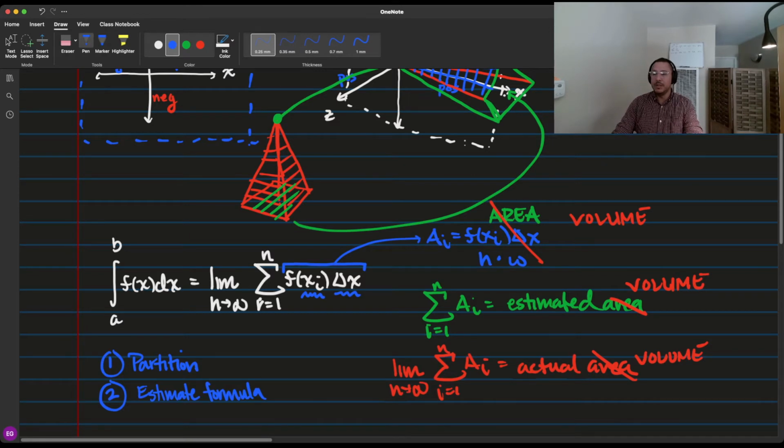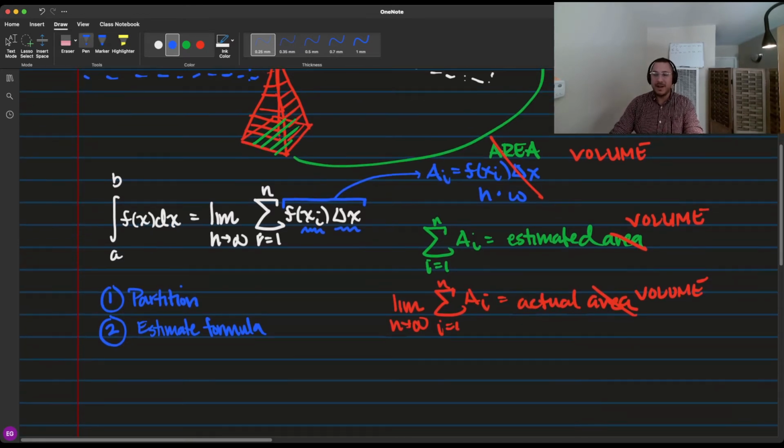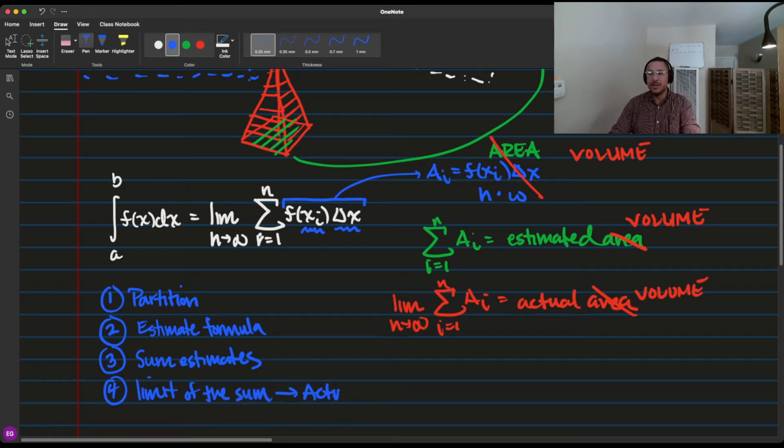And then what will we do? After we have our estimate formula, we will sum the estimates, right? That's the sigma of A i. And then finally, what will we do? We'll take the limit of the sum, and then that will give us the actual whatever it is that we're interested in.